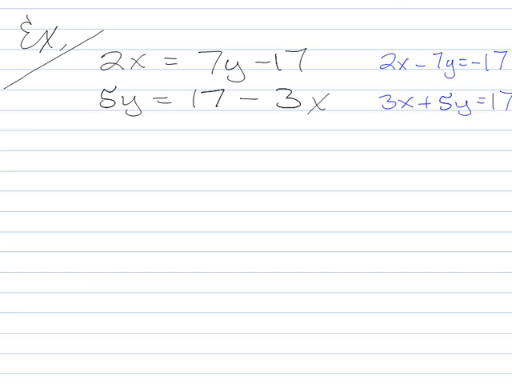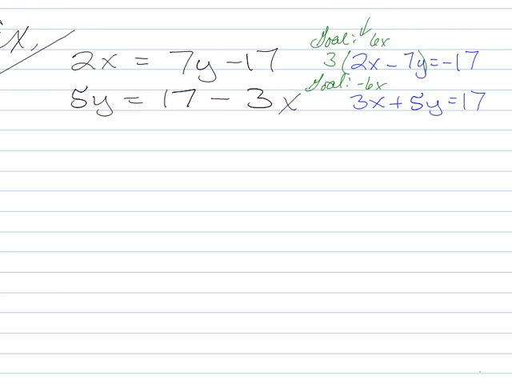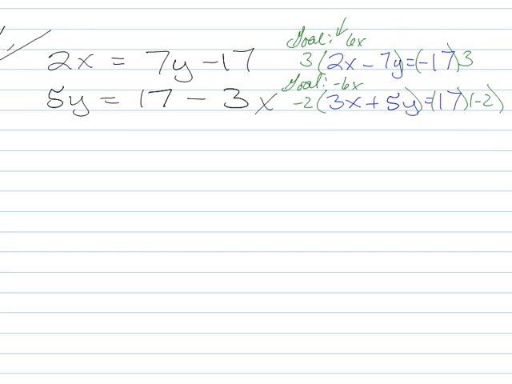And I'm actually going to pick the x's again because the numbers are smaller. My goal here is to make that, let's see, 2 and 3, so 6x, and I'm going to make this one a goal of minus 6x. So this one I'm going to multiply by 3, and this one I'll multiply by negative 2, and this one I'll multiply by negative 2, like that.